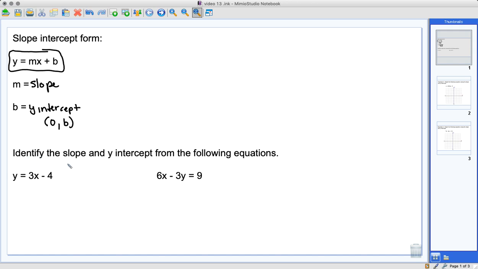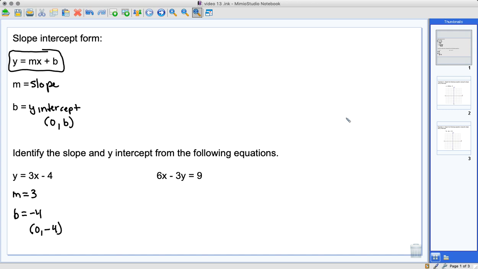Identify the slope and y-intercept from the following equations. The first one is already in y equals mx plus b form, so you should be able to tell me m is 3 and b is -4. So the point that I would plot is (0, -4).